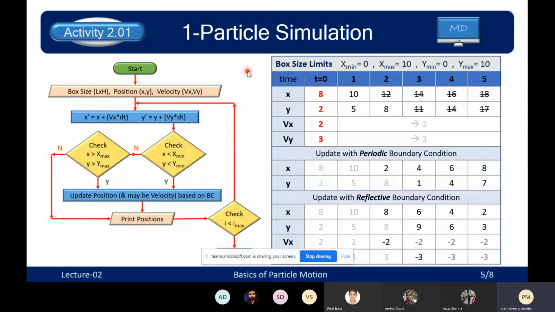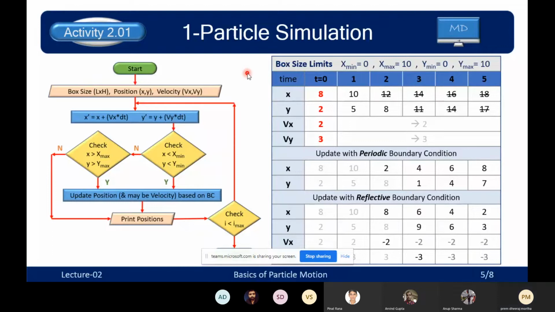So now I want you to actually code, or maybe you can use whatever programming language you are comfortable with to do this task. Or if you want, you can also do some hand calculations if you're planning to do only a few iterations.